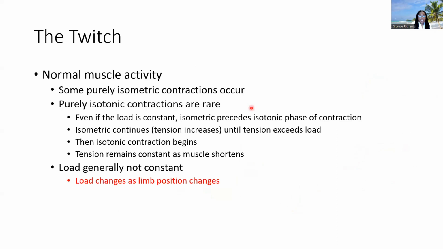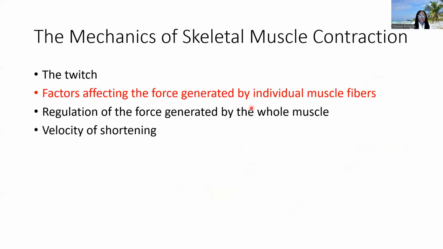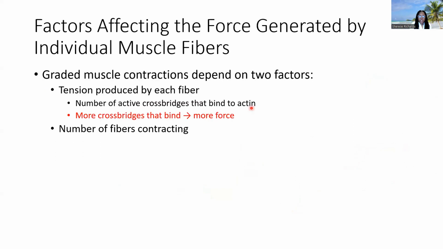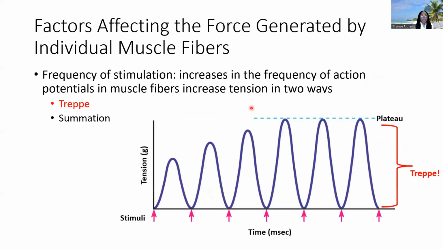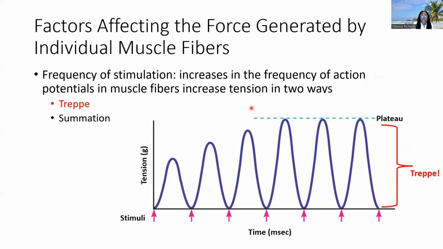All right. And then the very final thing we want to discuss here are the factors that affect the force generation. So we spoke about this general idea that more cross-bridge cycles equals more force generation. So there are different ways that we can increase the cross-bridge cycling. One is that we can have an increase in the frequency of action potentials. There were two phenomena that describe this.